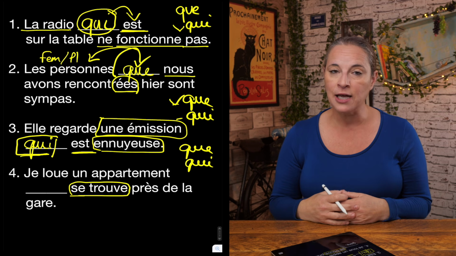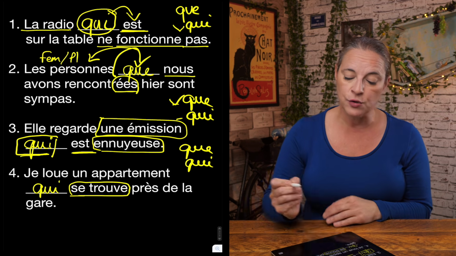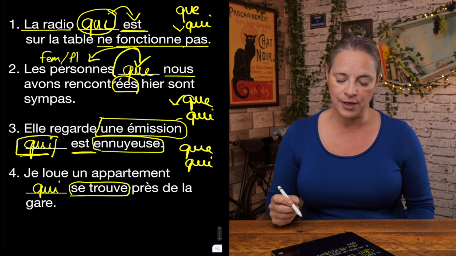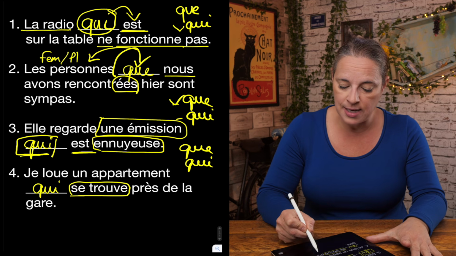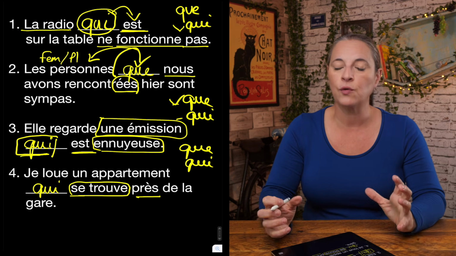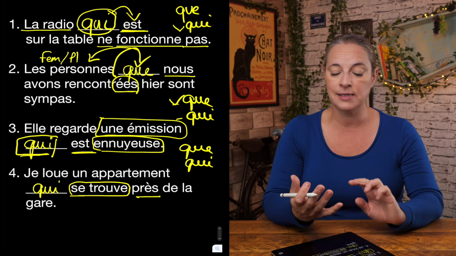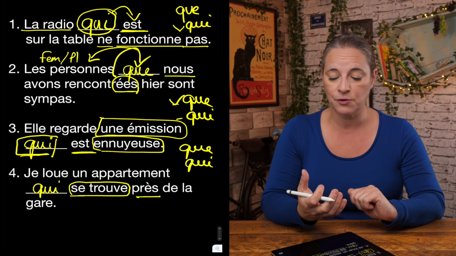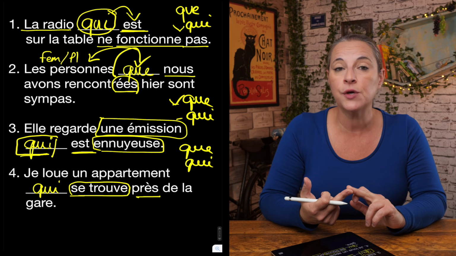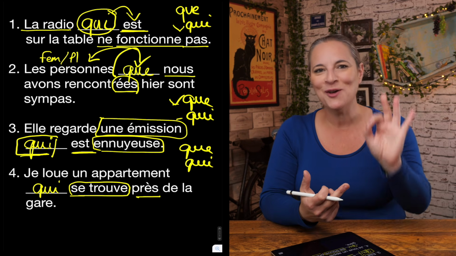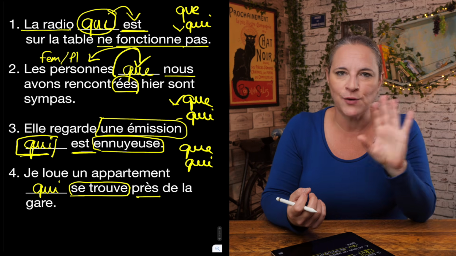Je loue un appartement, and because it's a verb, we should put qui. Se trouve près de la gare, okay? I am renting a flat which is located near the station, okay? Se trouve. So what you have to be careful is that look at what comes after that. Is it A, a noun, B, a subject pronoun, or could it be a reflexive pronoun such as se, je, or me? Me, te, se, nous, vous, and il.